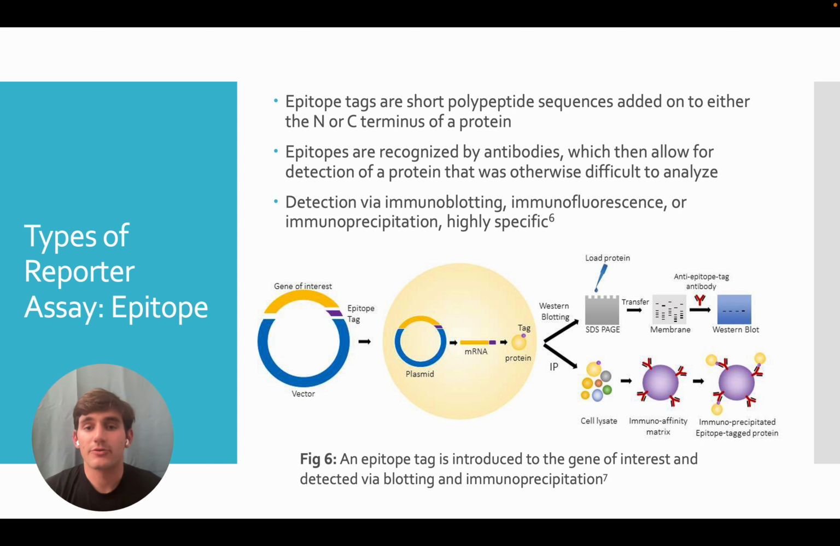These antibody-epitope relationships can be detected via immunoblotting, immunofluorescence, or immunoprecipitation. A pro, much like the ELISA assay, which uses antibodies, is that this is a highly specific assay that will provide accurate and sensitive results. This figure shows the process of incorporating an epitope tag into your protein. As you can see, the coding region for the short polypeptide sequence is incorporated after the gene of interest, and the resulting protein is tagged with this short polypeptide sequence. Then this shows two different methods of quantification: blotting and immunoprecipitation.